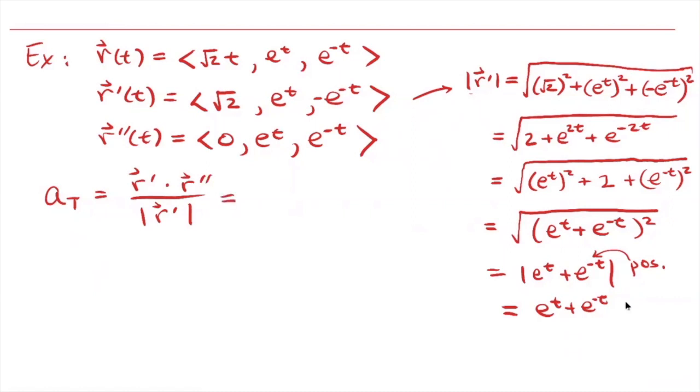If you do this dot product, you're multiplying component-wise, remember, and then adding, and the result is not going to be a vector. So careful with that. In the numerator, square root of 2 times 0, which is 0. I guess I can write 0. And then plus e to the t times e to the t, that's e to the 2t. And then this one's going to be a minus because you're doing a negative times a positive, so minus e to the negative 2t. And then it's over e to the t plus e to the negative t.